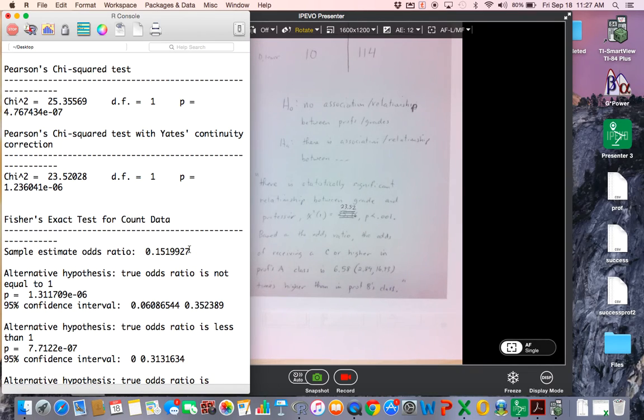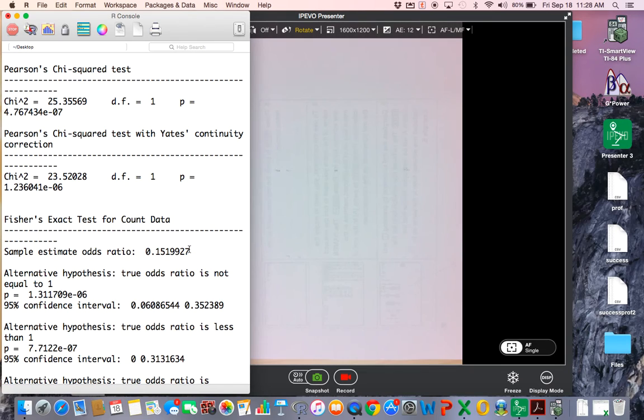So it calculated the odds ratio on non-success. So the odds of non-success in Professor A's class is 0.15 times the odds of non-success in Professor B's. There's a way that you can force this to look at success as your baseline. I don't remember what it is right now, but that's just one of those things you just look up and report it and go on with your life.